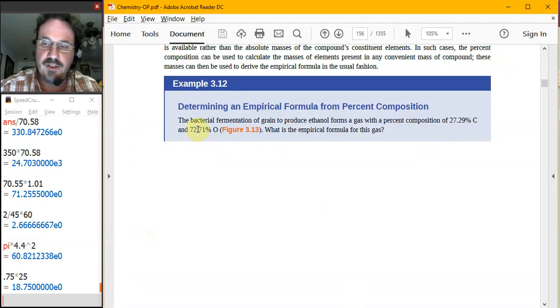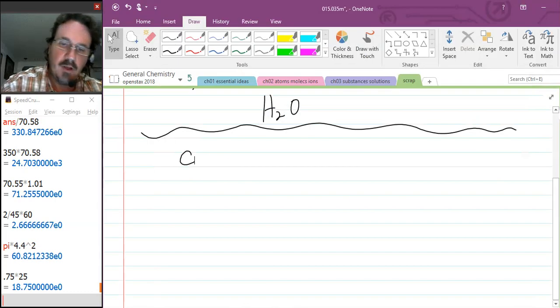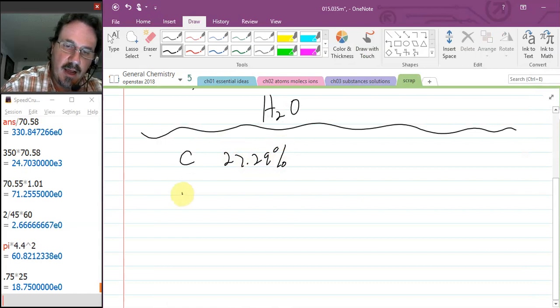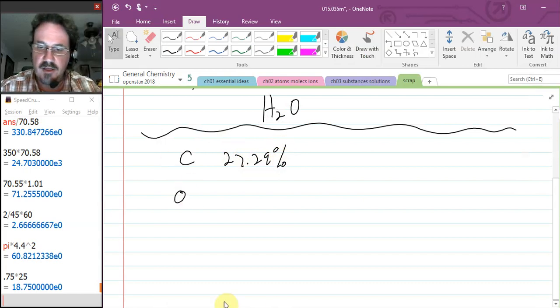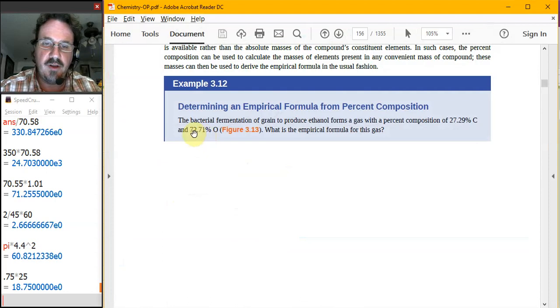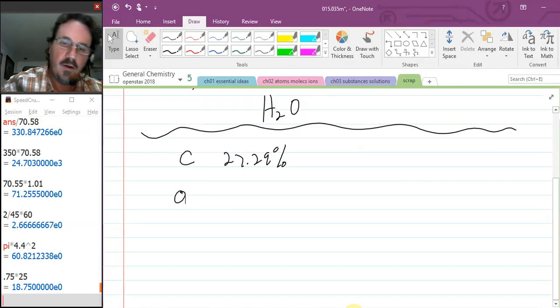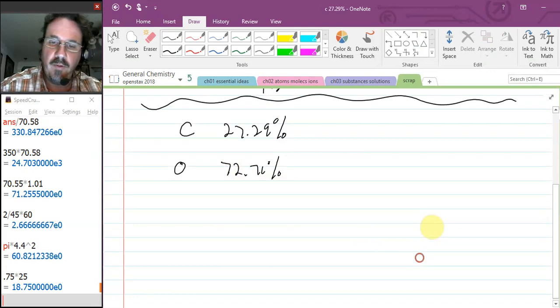Carbon and oxygen. Alright, carbon was 27.29%. And the oxygen, they said the oxygen was 72.71%. Where do I go from here?